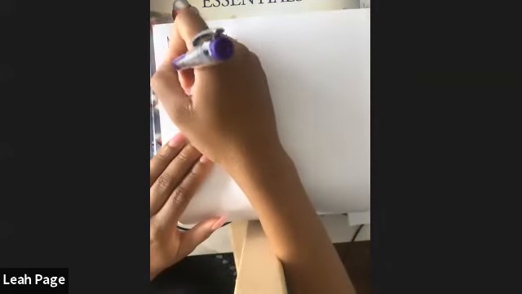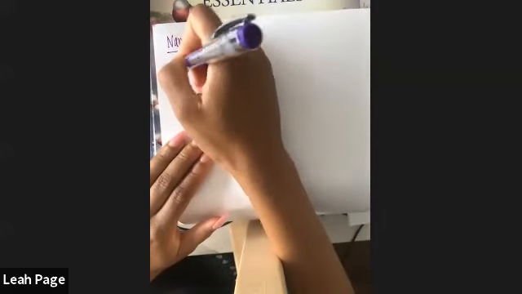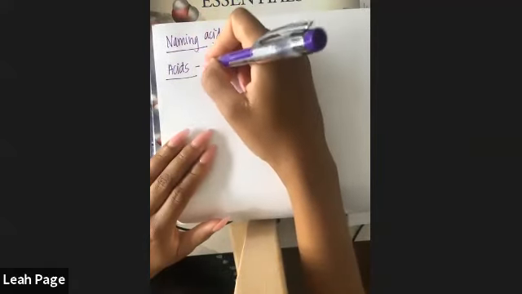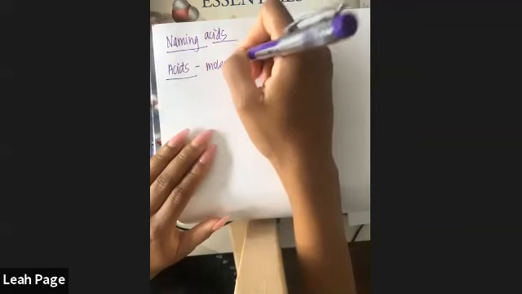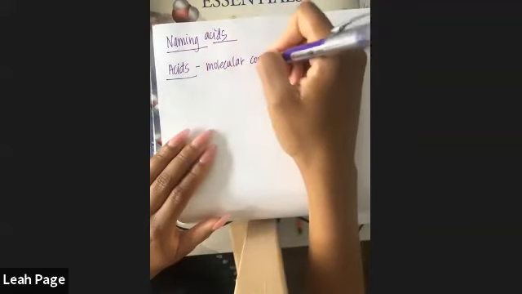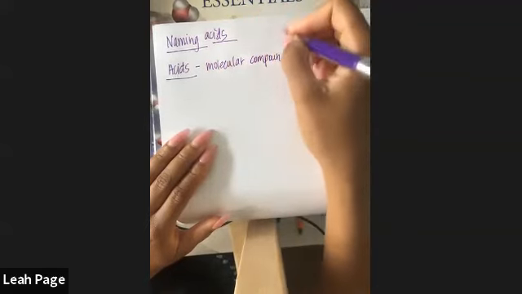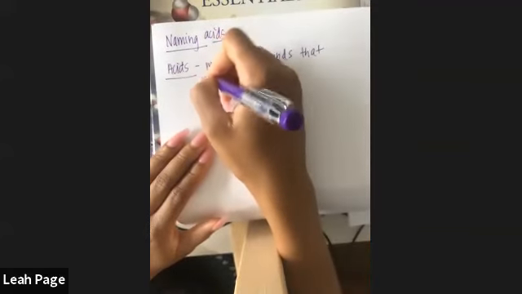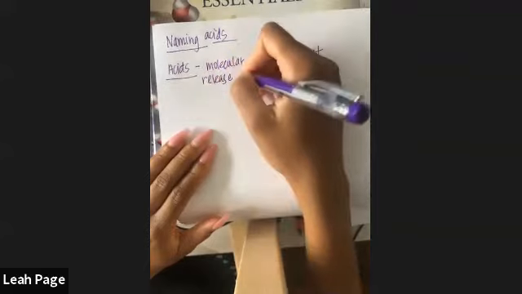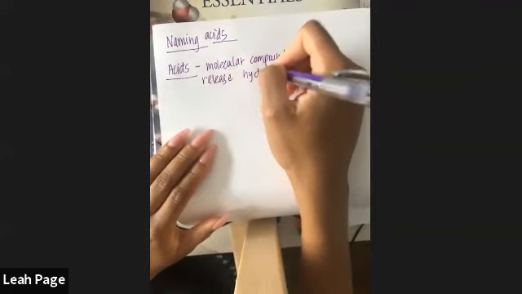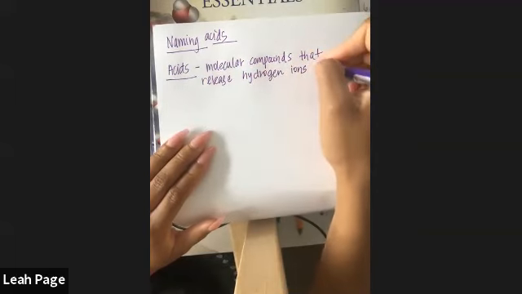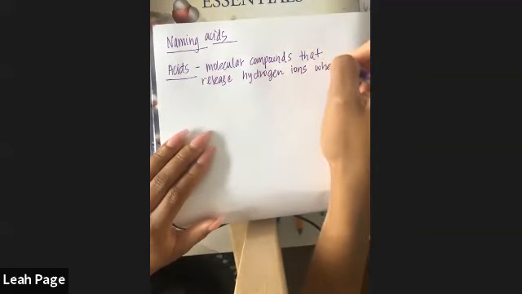All right, so naming acids. So first of all, let's talk about what an acid is. An acid is just a molecular compound that releases hydrogen ions when dissolved in water.